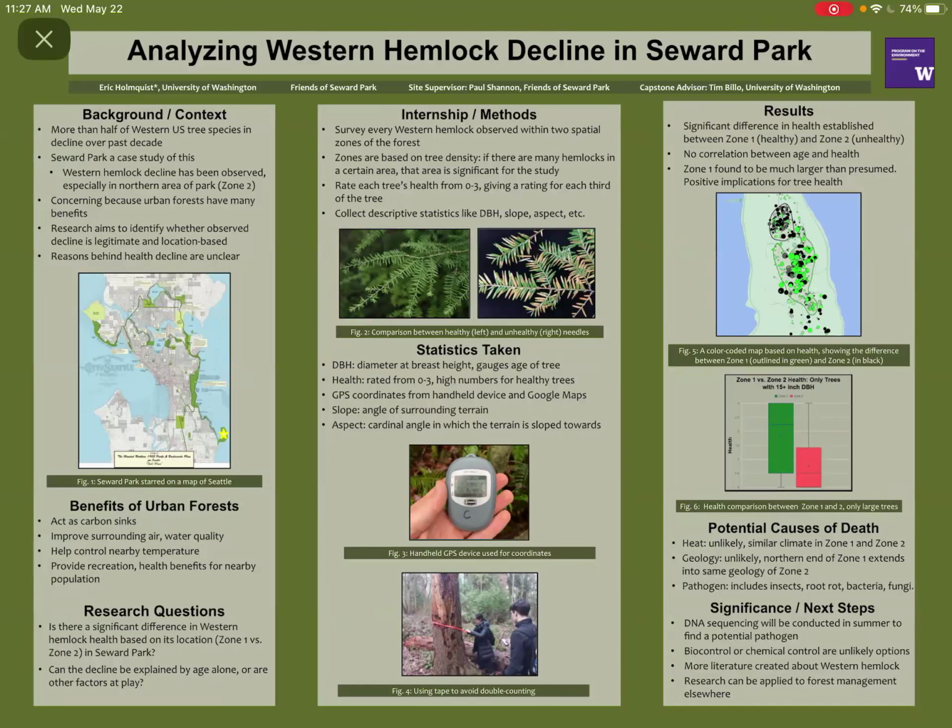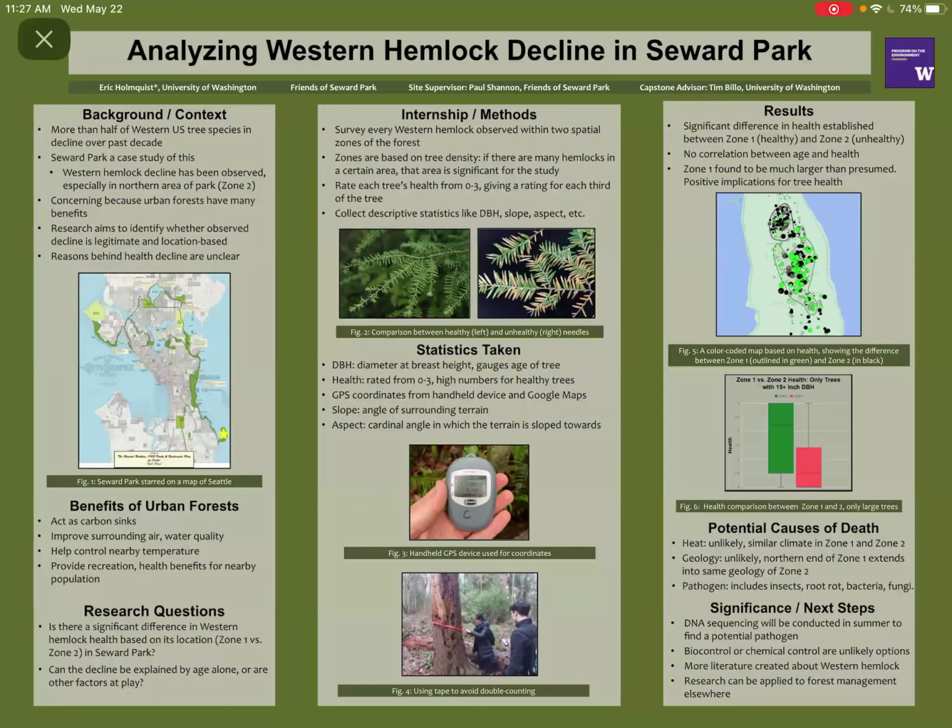In the past few years, an increasing number of sickly western hemlocks in the northern area of the park has been observed, but no obvious decline has hit the southern area. We conducted this survey to see if there was actually a significant difference in health between the northern and southern areas of the forest. Establishing this would have intriguing implications regarding the main factor causing tree death.